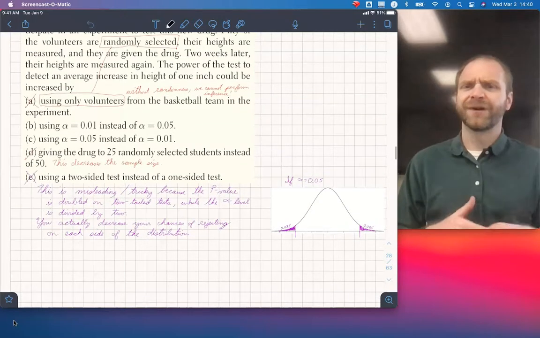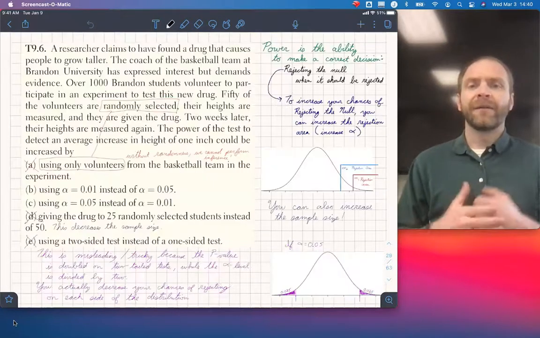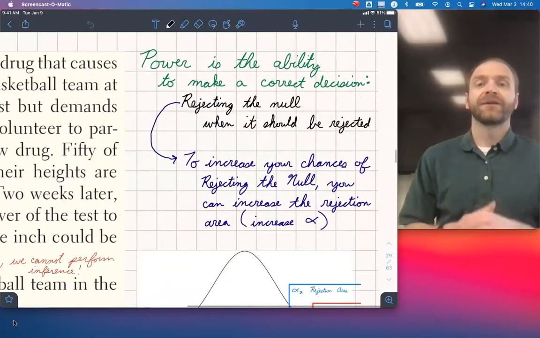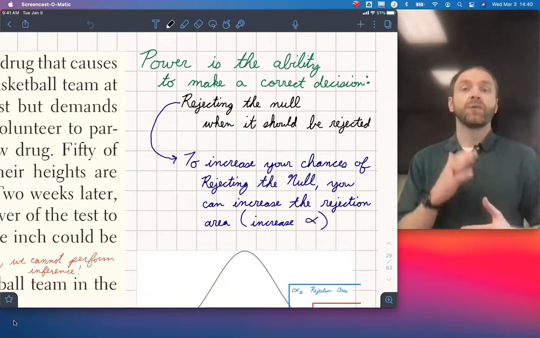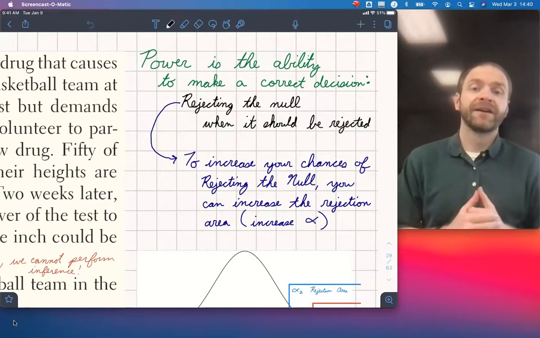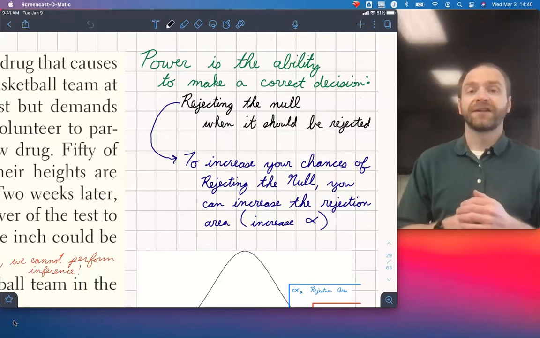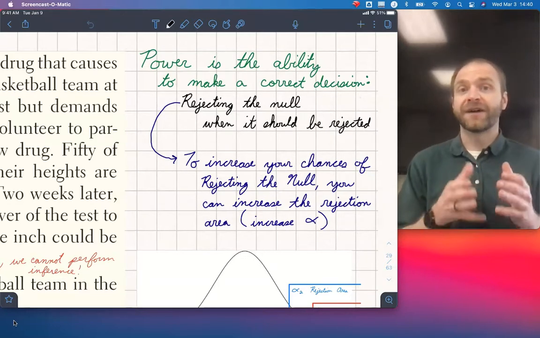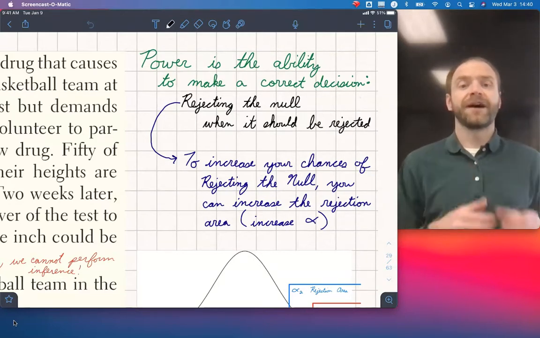So what am I going to do? How am I going to figure this out? Well, I'm going to again draw a picture, and I'm going to think about what it means for power. So let's go to this right side. Power is the ability to make a correct decision, which means rejecting the null when it should be rejected. So to increase your chances of rejecting the null, there's a couple things you can do. The first is you can increase the rejection area, which is your alpha level. So in other words, you can increase your alpha level.